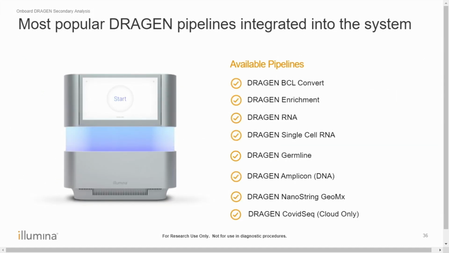NextSeq 1000-2000 comes with some of the most popular DRAGEN pipelines integrated on board. They include BCL convert, enrichment, DRAGEN RNA, DRAGEN germline, DRAGEN single-cell RNA, and the latest pipelines on board include DRAGEN Amplicon and DRAGEN COVID-seq applications. These pipelines account for more than 80% of all the DRAGEN analysis we see, which matches the most commonly used applications we see on the system, such as exome sequencing and bulk and single-cell transcriptomics.